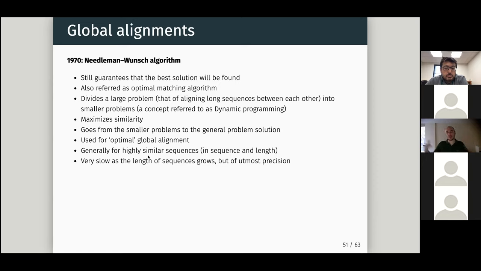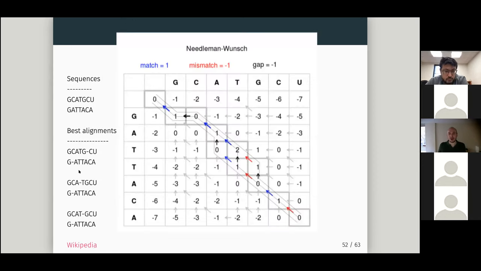When you have two sequences and you want to find not all the possible alignments of subsequences, but the best solution for the entire two sequences. It's generally good for highly similar sequences and sequences similar in length, but it's very slow when the sequences grow. But again, it's the gold standard basically, so it's the best way to go. It works in a way that anyone can understand. I don't know if we have time for this, but if you go on Wikipedia, there is a walkthrough.